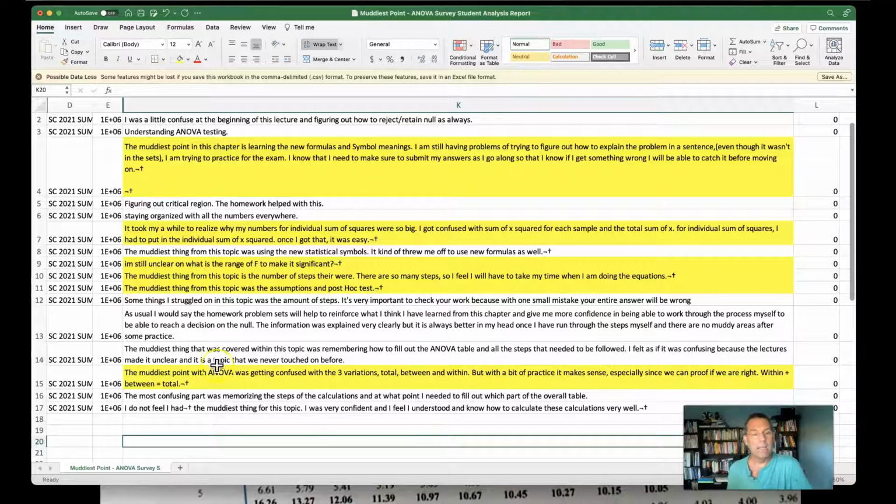And then the last thing here, muddiest point with this ANOVA is getting confused with the 3 variations: total, between, within. But with a bit of practice it makes sense, especially since we can proof it if we are right. Within plus between equals total. That's one of the really nice things, and I always try to show you where you can check your work. So yes, your degrees of freedom within plus your degrees of freedom between should equal your degrees of freedom total. Your sum of squares between plus your sum of squares within should equal your sum of squares total.